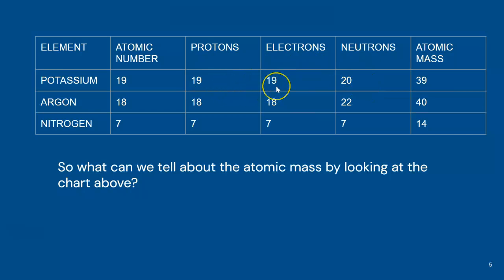Well, I know from the previous slide that electrons have no mass. But if I take my protons and my neutrons and add those together, 20 plus 19 gives me 39. 18 plus 22 gives me 40. 7 plus 7 gives me 14. Now, we have to remember that the electrons are not included in the mass. We consider those to have no mass at all, okay? So the thing we can tell by looking at the chart is that the atomic mass is equal to the protons plus the neutrons.